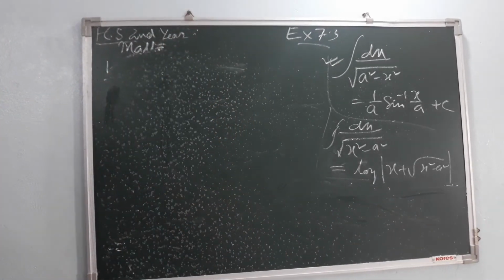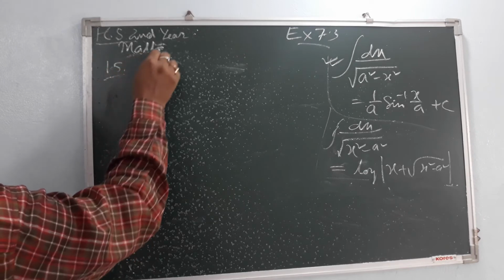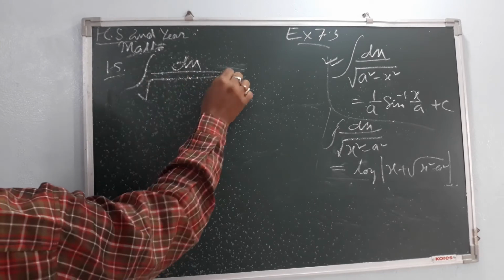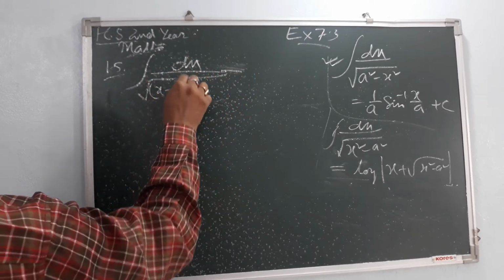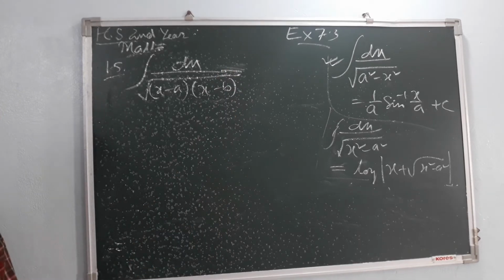Now question number 15 is what? That is: integration dx divided by root over x minus a into x minus b. So this is the question of this one. Here we will use one formula that is looking like this one.